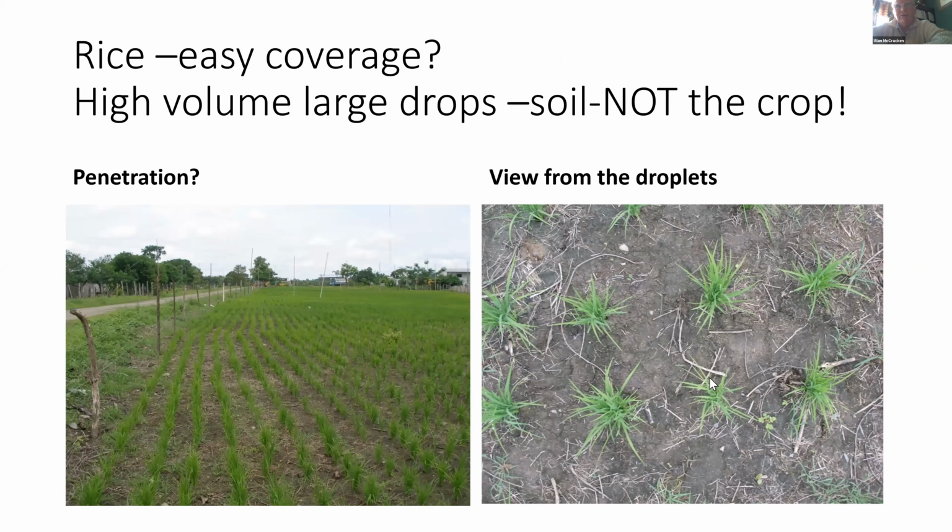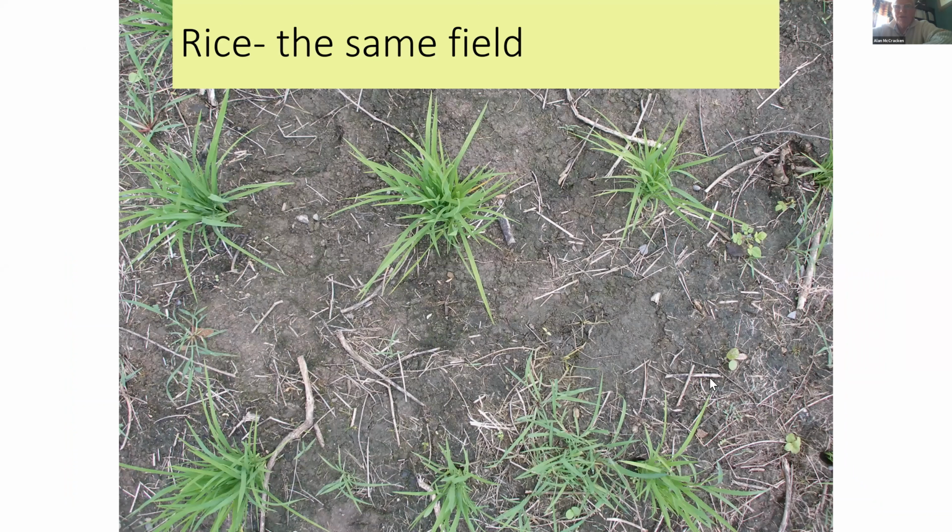Rice, easy coverage, high volume. If we apply high volume in a crop of rice, or it could be wheat, just imagine for a second, you're a large droplet and you're coming out of an aircraft. Where are you going to land? That's the view of a droplet coming down. 90% or more of the drops are going to hit the ground, not the crop. Pollution, direct soil pollution, contamination. If we use lower volumes, a smaller droplet, the droplets go tangentially, sideways, and more of the chemical will hit the crop. There's the same field.